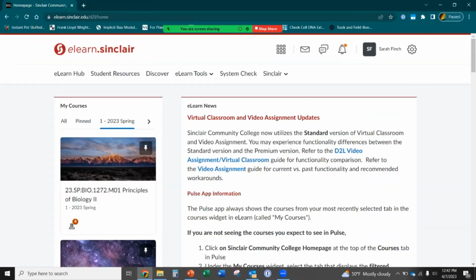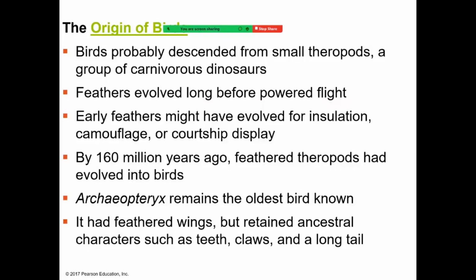Okay. So now you can see I'm not the only one who can't pronounce things sometimes. Archaeopteryx. So I said that word wrong.